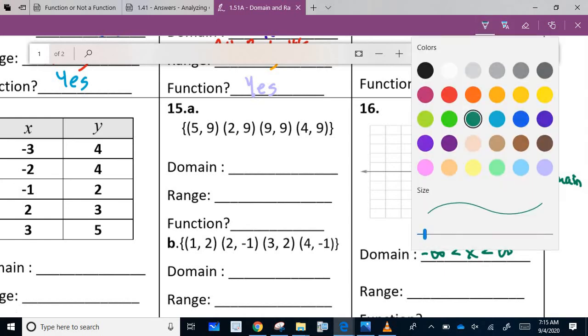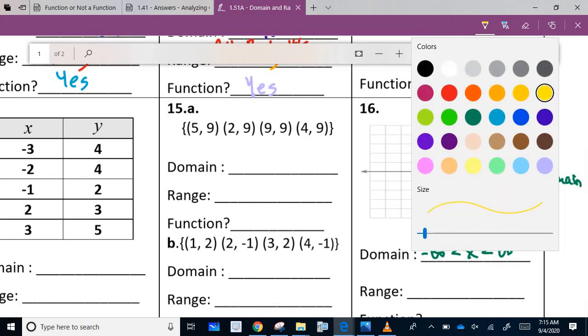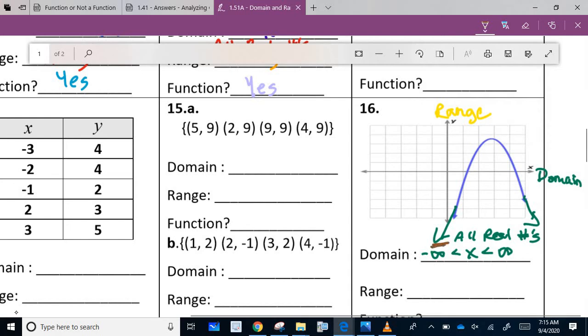Now, when I'm looking at the range, I come down here to the bottom. Remember, the range is the y-axis. So when I'm looking at the range, that arrow tells me it goes on and on forever. So there's no way I can see what the lowest point is. So we're going to say negative infinity less than y.